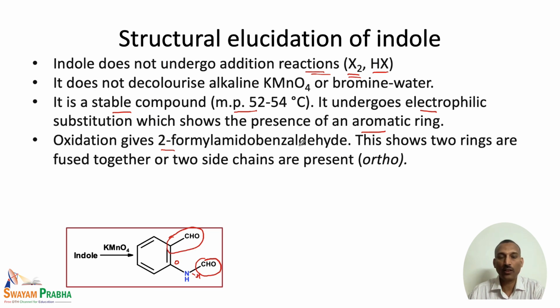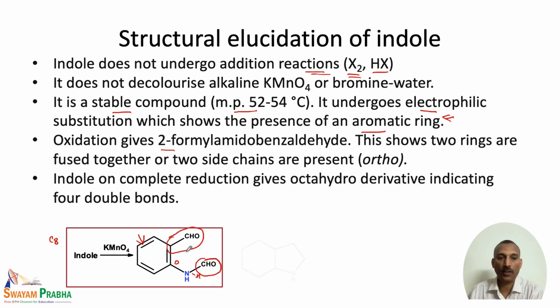But when we look at the molecular formula earlier, we only have C8 carbon. So that means we cannot have more than 2 rings. One ring most probably has a benzene type unit, because this compound undergoes electrophilic substitution. So there is one aromatic ring present in the compound, and this oxidation shows that 2 ortho substituents are present. That means the fused ring has a structure where the 2 groups are attached to adjacent carbon atoms.